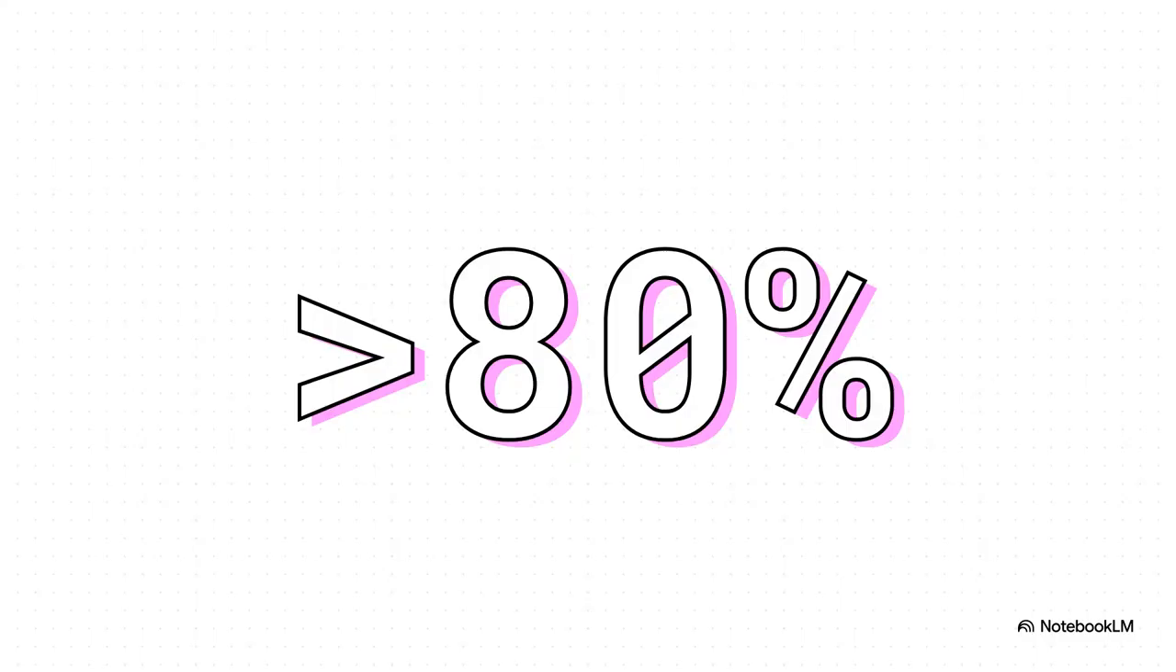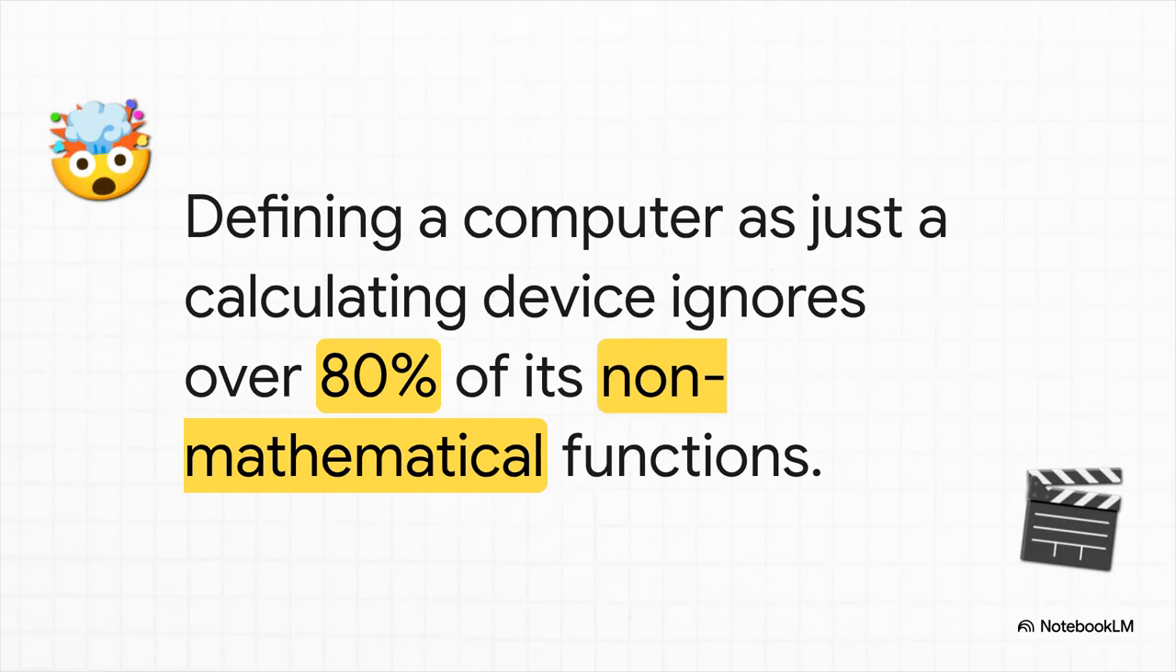Okay, look at this number. Over 80%. That's a huge chunk of something. What do you think that represents? Well, here's the kicker. If you only define a computer as a calculator, you're totally ignoring over 80% of what it actually does for us today. Think about it. Writing an email, editing a photo, streaming a movie, none of that is just simple calculation. The modern computer is so much more than that.